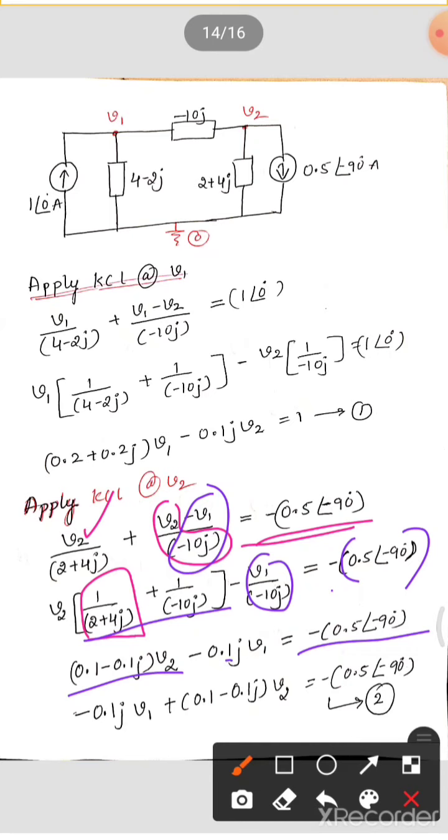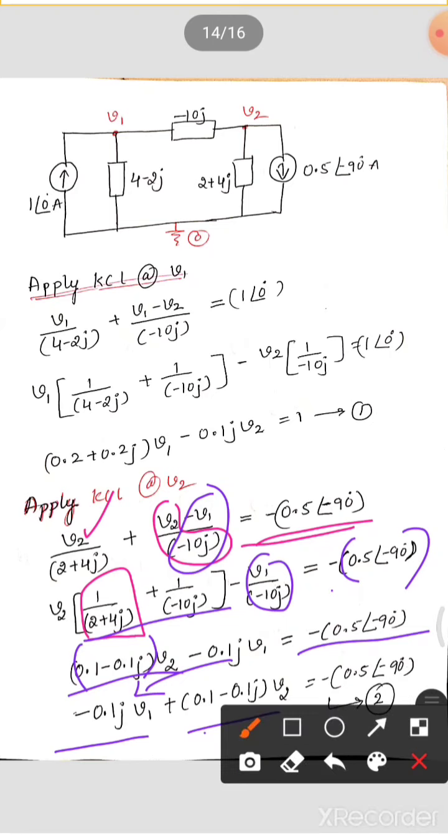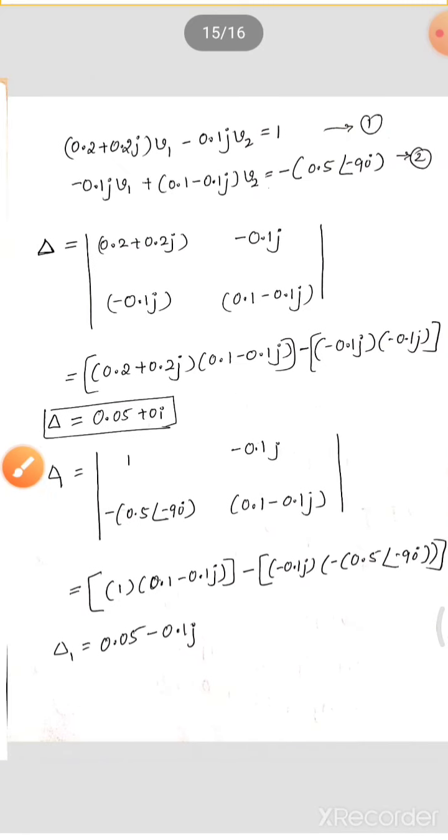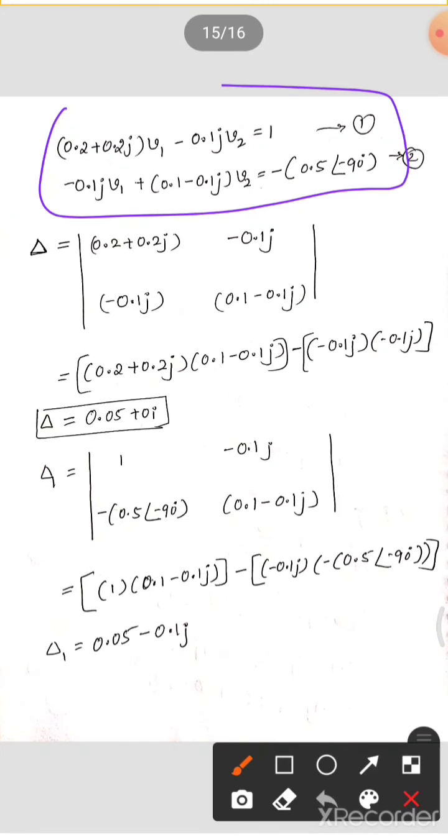So write this. V1 I will write first, that is minus 0.1j V1 plus this term, that is (0.1 minus 0.1j) V2, equal to minus of 0.5 at an angle minus 90 degree. So this is your second equation. This is your first and this is your second equation. We have to solve these two equations by the earlier method which I have explained. Take these two equations and write them in the form of a matrix.